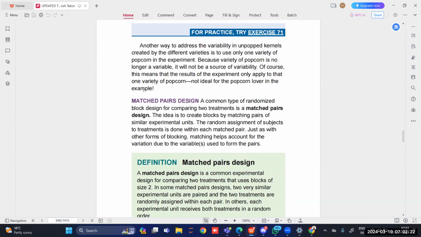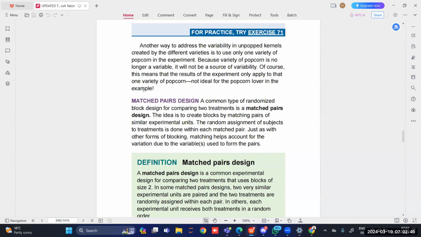So another way to adjust the variability in unpopped kernels created by different varieties is to use only one variety of popcorn in the experiment. So if we want to do a completely randomized design, what we can do is delete all the three varieties and just use only one variety of popcorn in the experiment, because variety of popcorn is no longer a variable. It will not be a source of variability.